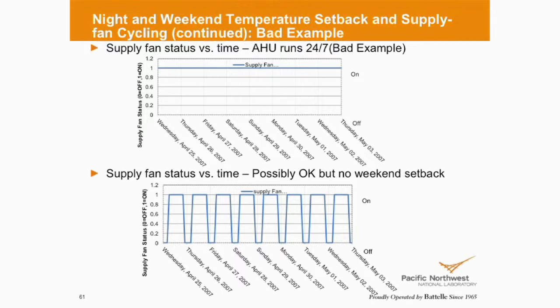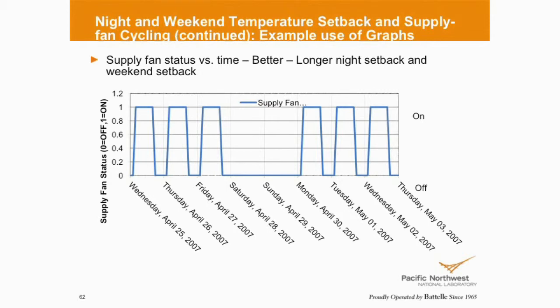The left axis here, scale is 0 to 1. 1 is, for most BAS systems, indicates on. And again, we see several days from April 25th to May 3rd where the fan is always on. And on this chart on the bottom, it looks like it's scheduled to shut off every day of the week, including weekends. So again, there's not a weekend setback, but it's better. And here we see we've got a weekend setback.